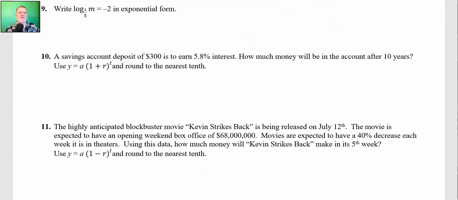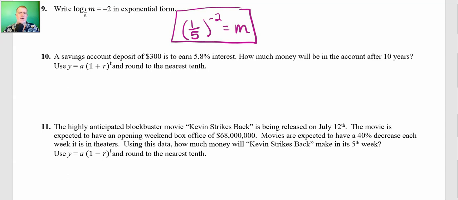All right, write it in exponential form. Our base is 1/5. Exponent is negative 2. Equals m. That's all you had to do, because I just had to write it in exponential form. However, if you wanted to solve it, what would m actually equal? What's 1/5 squared? It's 1 over 25, and that negative means you flip it over, it'd be 25 over 1. All right? So it's a little step further than we had to there.